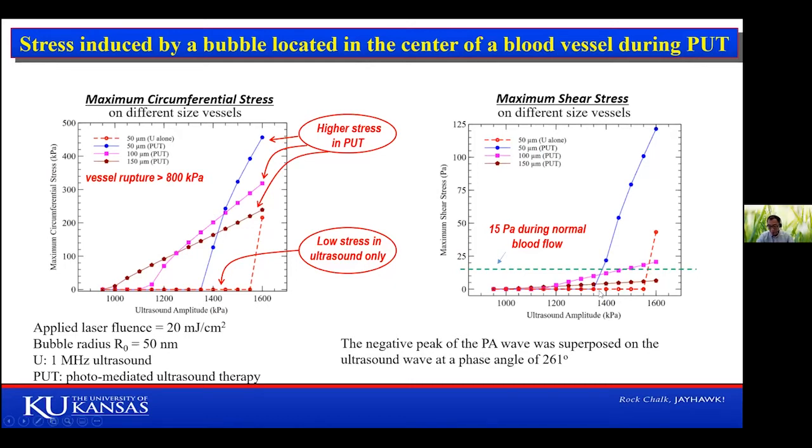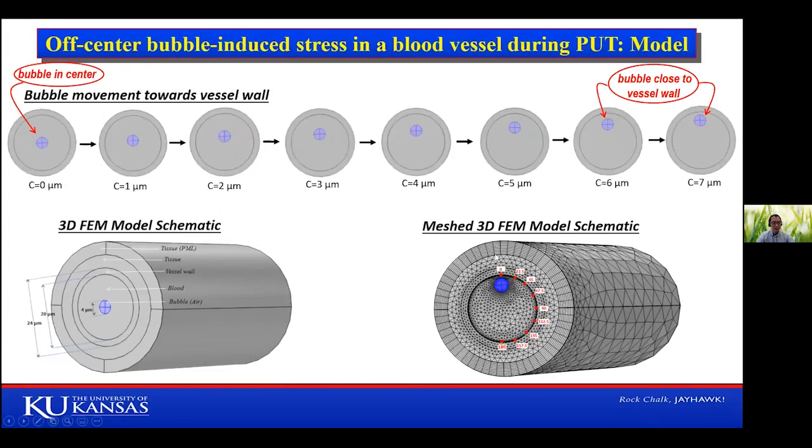And unless you go to very high pressure here, and of course, if you use high pressure, it's going to do a lot of other damage too. So this is when the bubble is in the center of the blood vessel. And then of course, we also study what happens if a bubble drifts towards the vessel wall, closer to the vessel wall here.